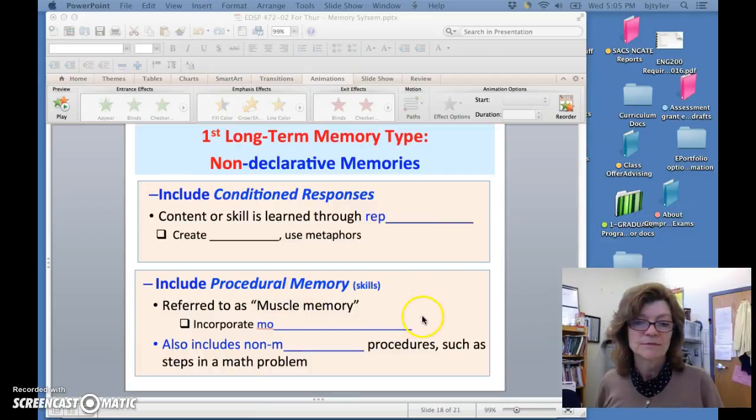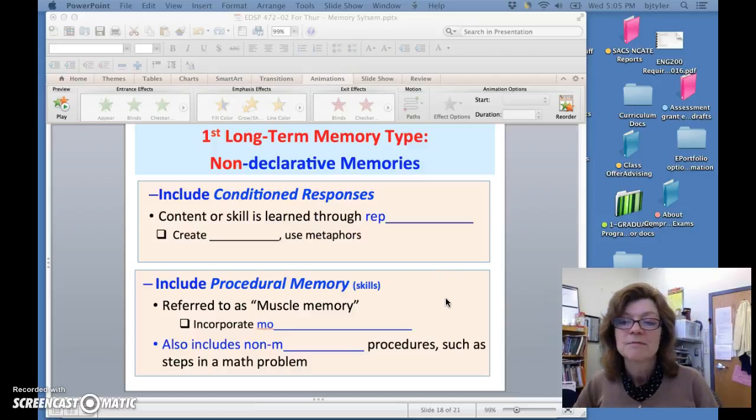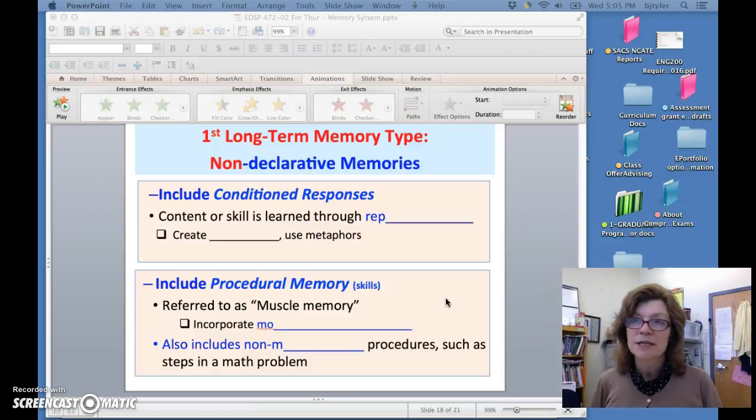Procedural memory. This is referred to as muscle memory. So this is you remembering how to do something, and it's like your body remembers without you even necessarily trying to remember. So how could you as a teacher tap this procedural memory system? You can incorporate movement. And I think more and more teachers nowadays are trying to include movement and put information to movement and song as well to help kids remember.